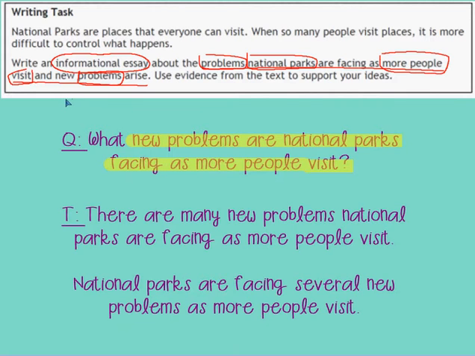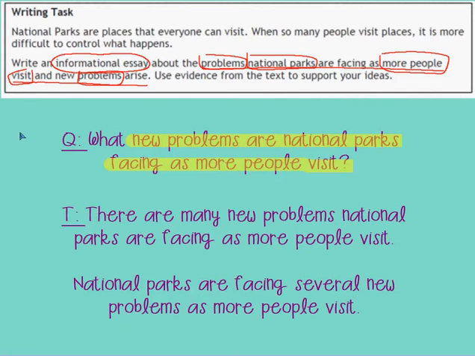So after they cub, circle, underline, and box, they need to create the question that they're going to answer. And I've started off with the question word of what, because the students normally get a prompt that either starts with why or how, and it's normally stated inside their prompt. When there are no question words in the prompt, they need to start with the word what. And so here in our prompt, write an informational essay about the problems national parks are facing as more people visit and new problems arise. There's no question in there, no question word. So we're going to start off with what.